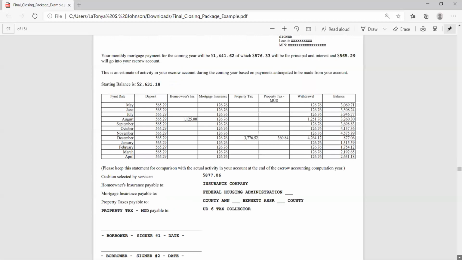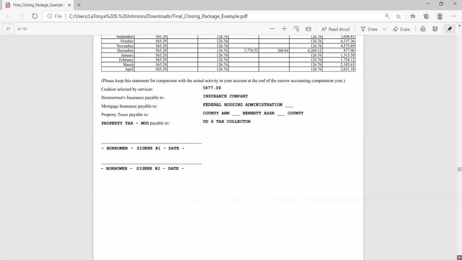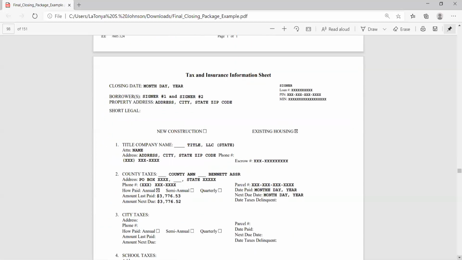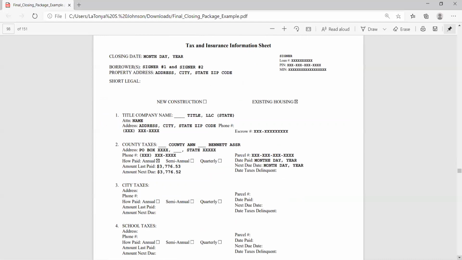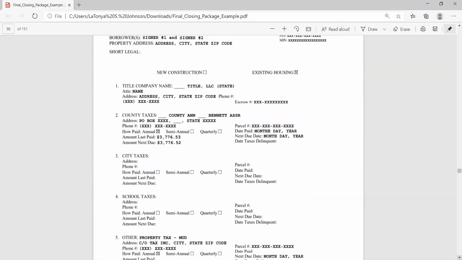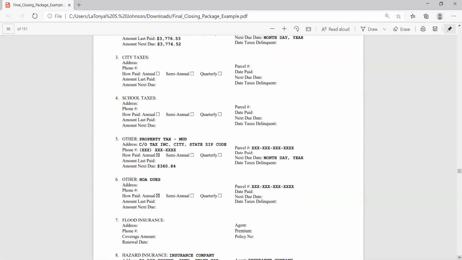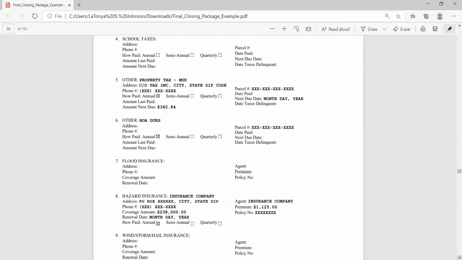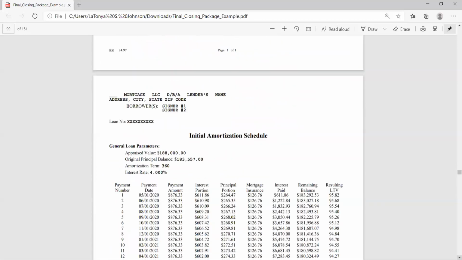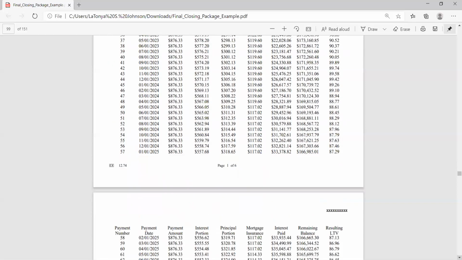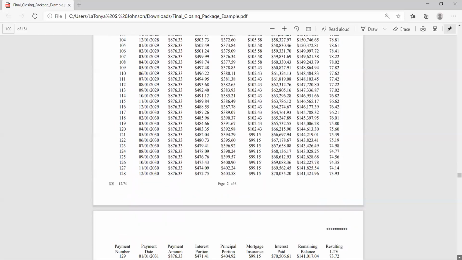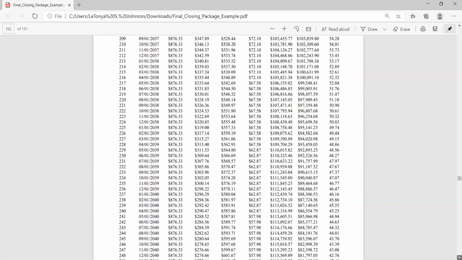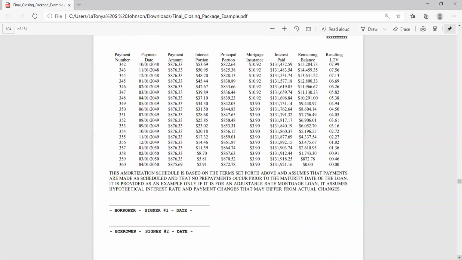This is something else for the escrow. This is another place for them to sign and date. Make sure they sign and date it. This is for the title company, for the mortgage company to be able to get information about their insurance and taxes for the escrow account. This is the amortization schedule. They sign and date that.